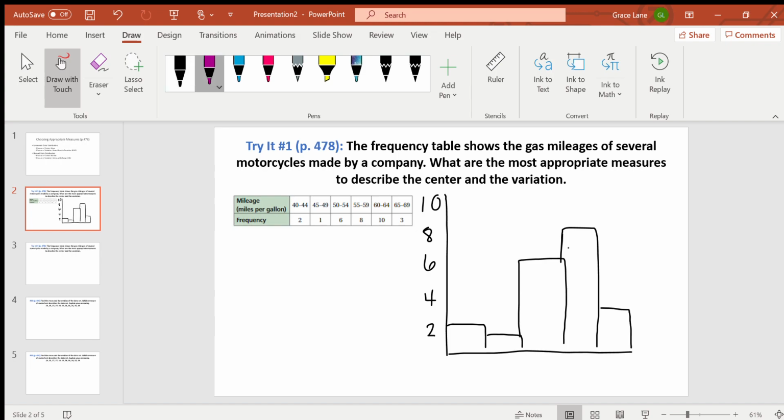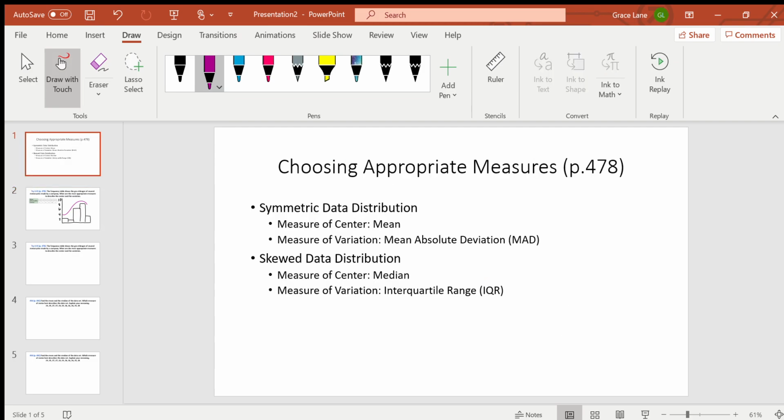Now, if you remember the different shapes of graph, it might be easiest to draw the outline and say that this graph is skewed. Either side is not really a mirror image. It's higher on one side, so we're saying the data is skewed. More of the motorcycles had higher gas mileage. When we're talking about the most appropriate measures, if you go back to the first vocabulary section, when the data is skewed, we use the median and the IQR.